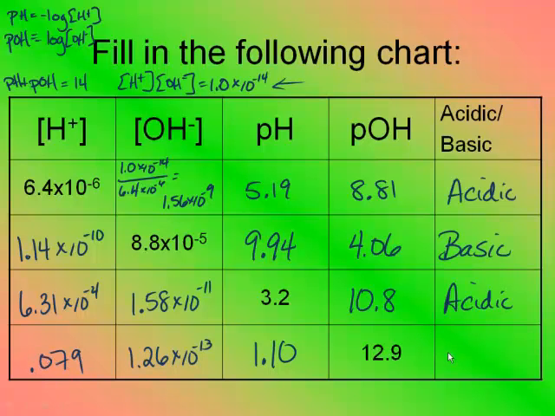0.079. Obviously, this number is much less than 7, so this is acidic. Okay, so this is a nice basic way to practice how to use the four different formulas.